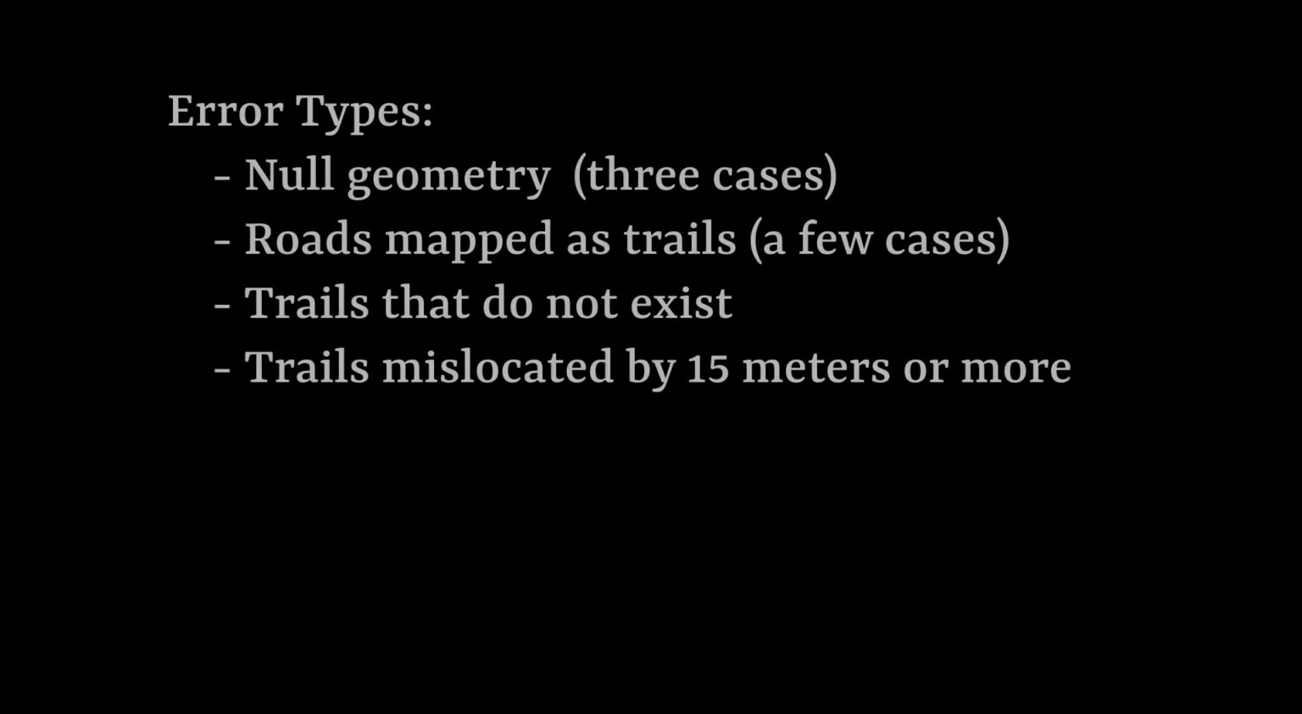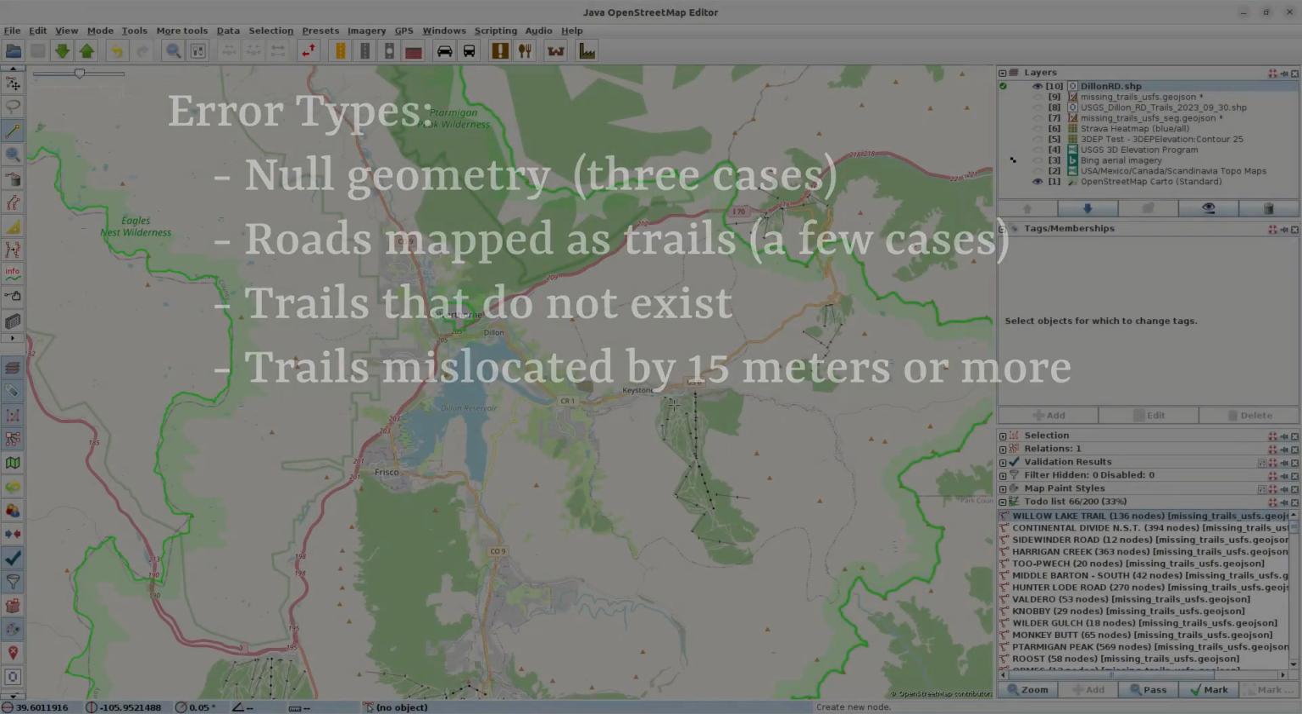397 trails were not winter only, and about 200 of them, in other words 50%, had significant errors. Those errors include things like null geometry, 3 cases of that, roads that were actually mapped as trails, and we'll talk a little bit more about that, and then simply trails that either don't exist or are more than 15 meters away from their likely true location.